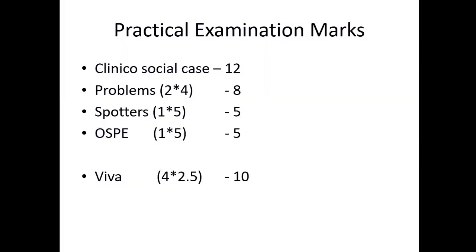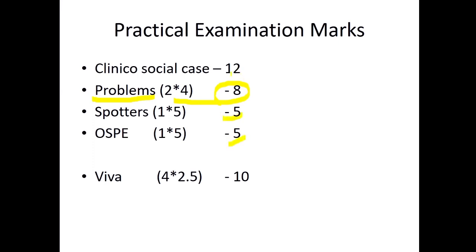This is the rough outline of how marks are distributed in the practical examination. First, in the morning, most of the colleges or departments follow this pattern. First, they start with the problems. That is 2 problems, 4 marks each, which will give 8 marks. And the spotters, which will give 5 marks. OSPE, which will give 5 marks.